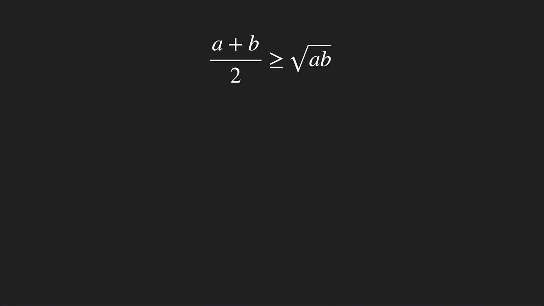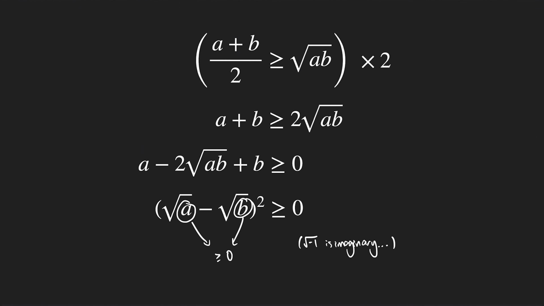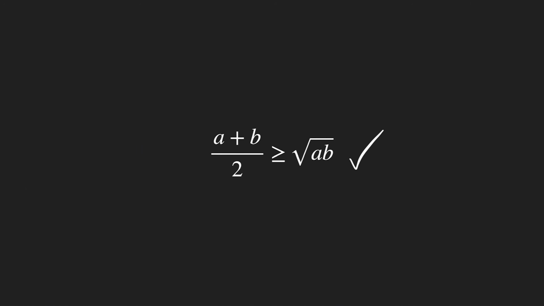Let's try to work backwards from the result. We can multiply both sides by 2, removing the fraction. If we bring 2 square root ab to the other side, we will get a minus 2 square root ab plus b, which can be factorized to give square root a minus square root b squared. This term is always more than or equal to 0 since it is a square. Notice that it is 0 only if a is equal to b. Also, it only holds if a and b are non-negative, since they are inside square roots. Thus, the AM-GM inequality is true for two variables.